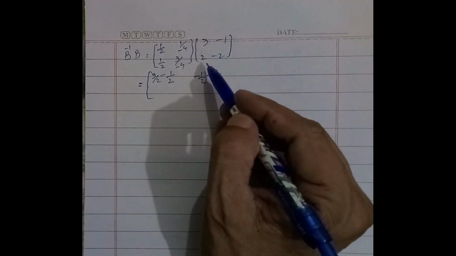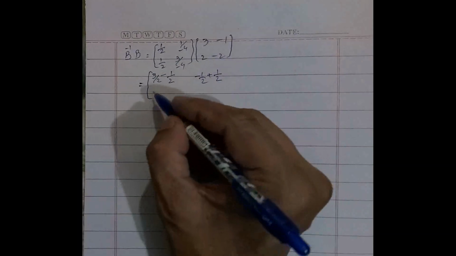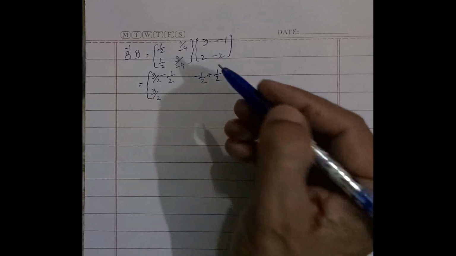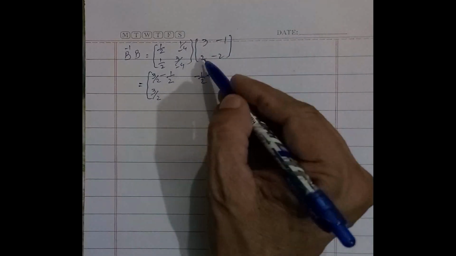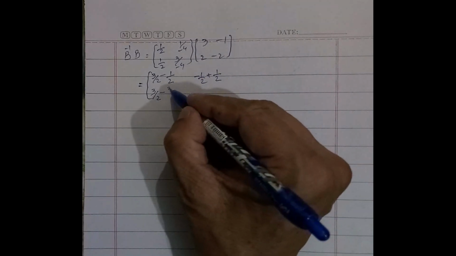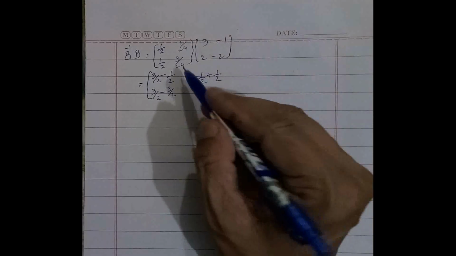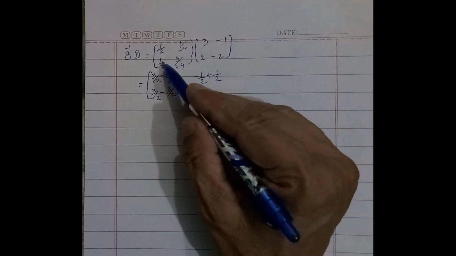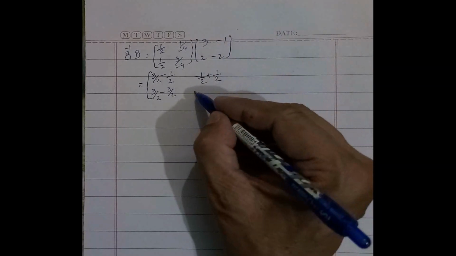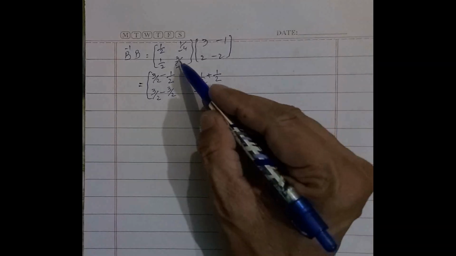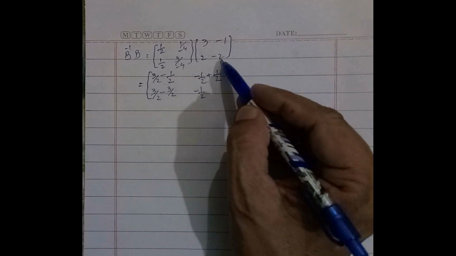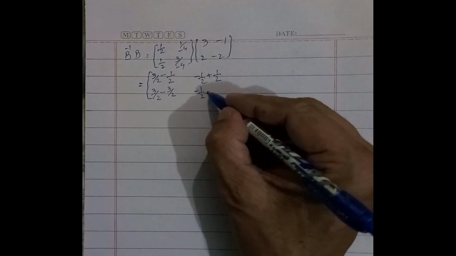Second row with the first column is 1 over 2 multiplied by 3, which is equal to 3 over 2. 3 over minus 4 multiplied by 2 is equal to minus 3 over 2. Second row with the second column is 1 over 2 multiplied by minus 1, which is equal to minus 1 over 2. 3 over minus 4 multiplied by minus 2 is equal to plus 1 over 2.